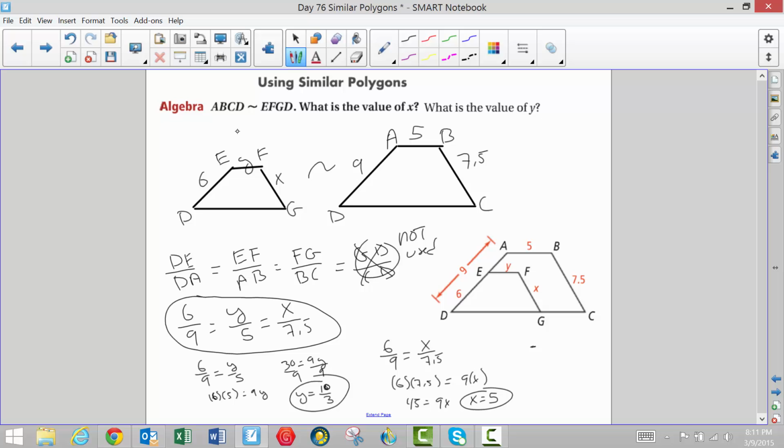So solving for a missing variable, knowing that the shapes are similar, set up your extended ratios, pick the fraction that has no variables and set it equal to the fraction that has one variable. Cross multiply and solve. And repeat again if you have more than one variable to solve for.